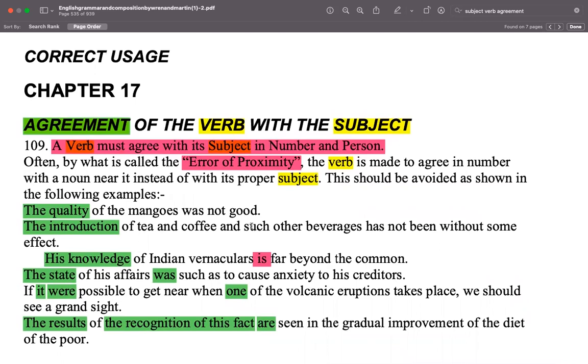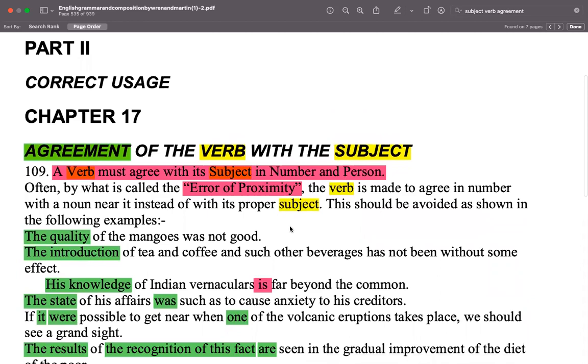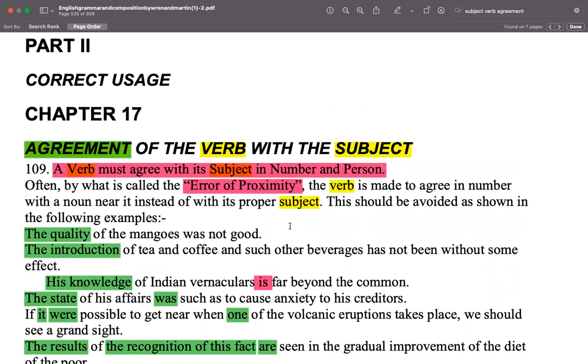Yes, sir. Okay. So let me point out, it is nothing but Wren and Martin, where you are learning the agreement of the verb with the subject. So if I am talking about subject, verb and object, which indicates a basic sentence pattern, right? So what does it tell you? It tells you the agreement of the verb with the subject and its association with the object.